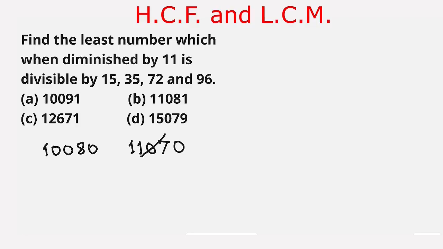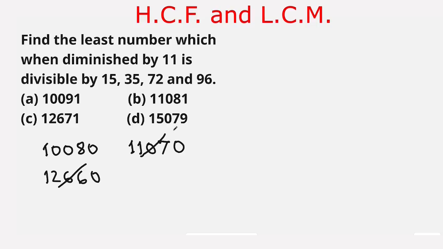Now we subtract 11 from option C, and the number becomes 12660. This is ending with 0 and 60 is divisible by 4. Now we have to check the sum of the digits. 1 plus 2 is 3. 3 plus 6 is 9. 9 plus 6 is 15, and 15 is not divisible by 9. So option C cannot be our answer.